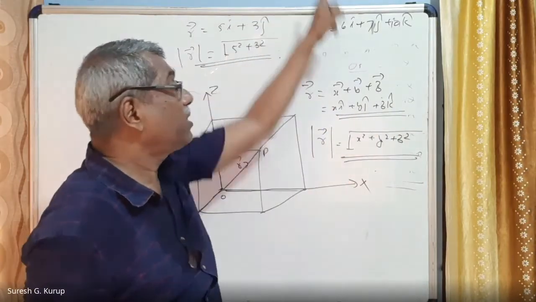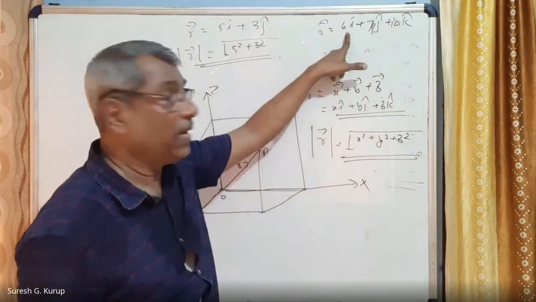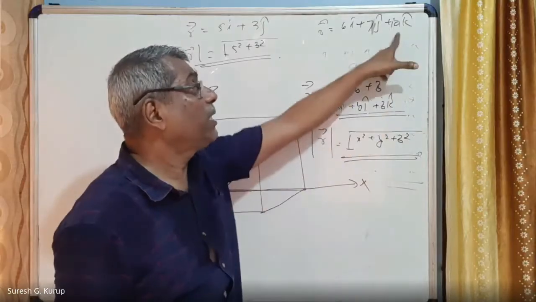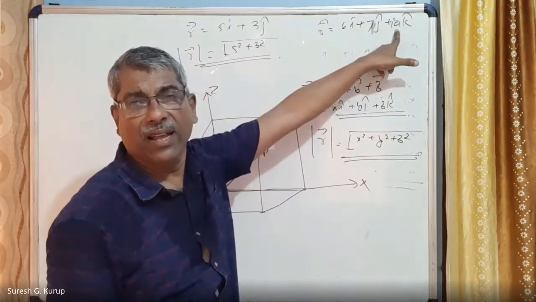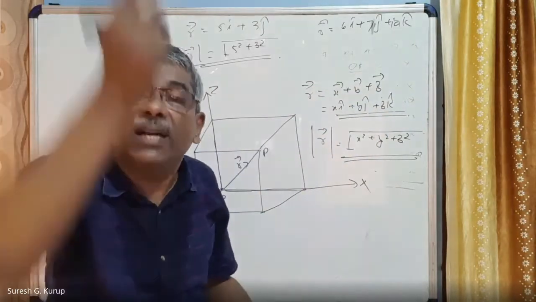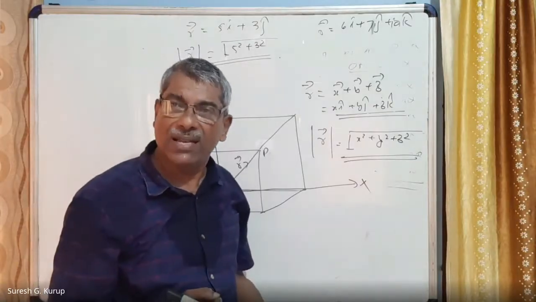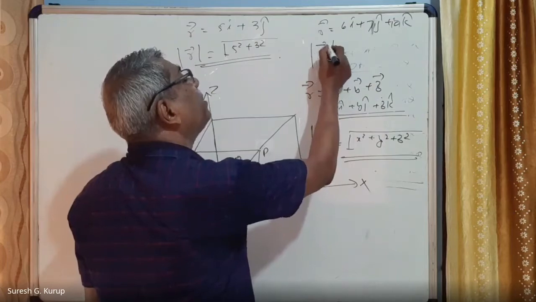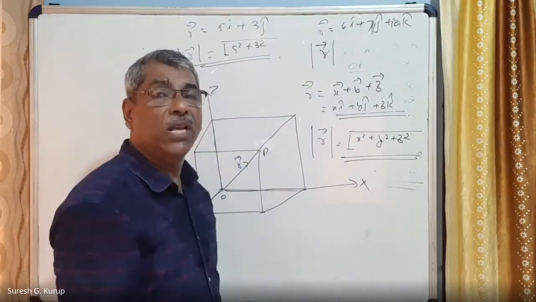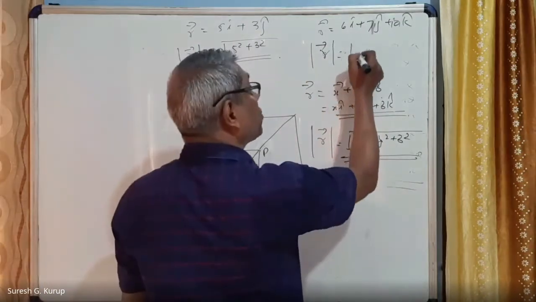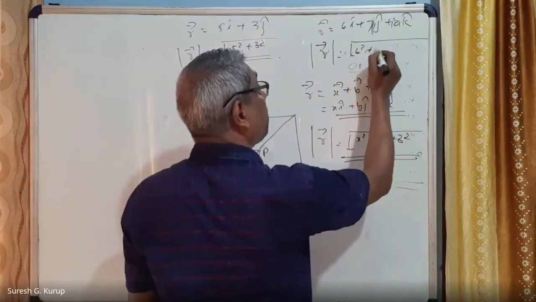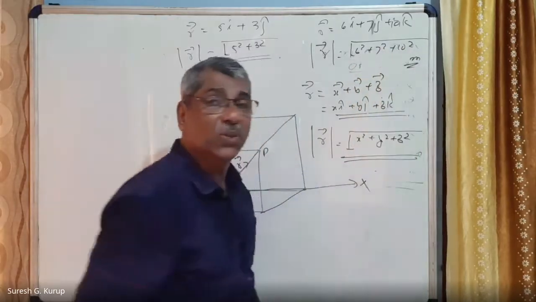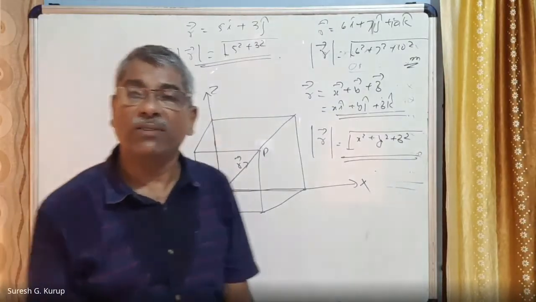In the given vector, what is xi? xi is equal to 6i. What is yj? yj is equal to 7j. What is zk? That is equal to 10k. Then what is the length of the thread used by the boy flying the kite? That is the modulus of vector R, equal to the square root of 6 square plus 7 square plus 10 square meter. So this is what is called components of vectors.